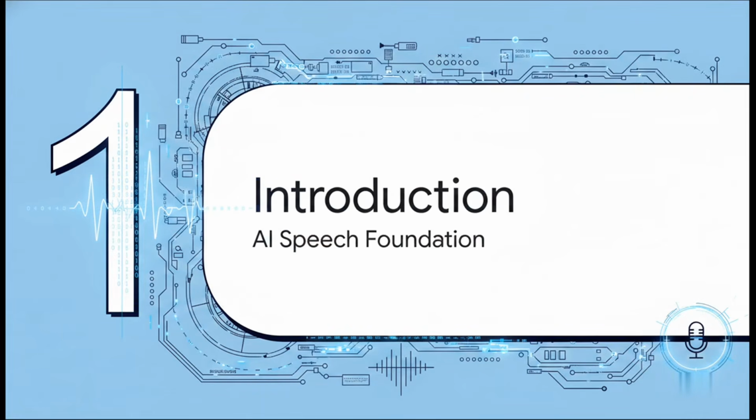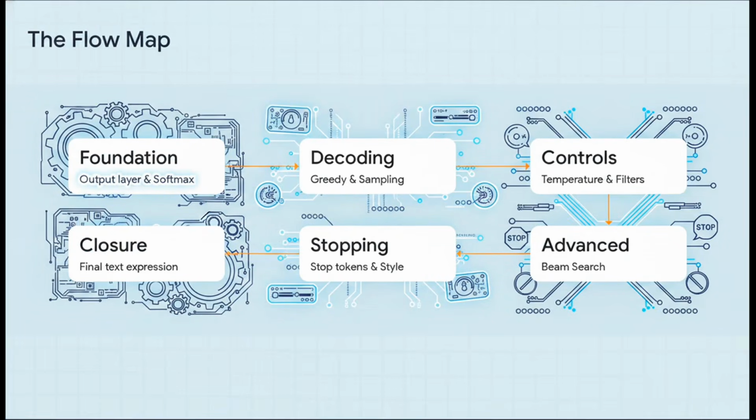Okay, Part 1. Introduction. The AI Speech Foundation. Looking at this flow map, we can clearly see the exact architecture of this whole process. It's like a highly structured pipeline. It all starts with the foundation, using the output layer and softmax. From there, it flows right into decoding options, like greedy versus sampling.